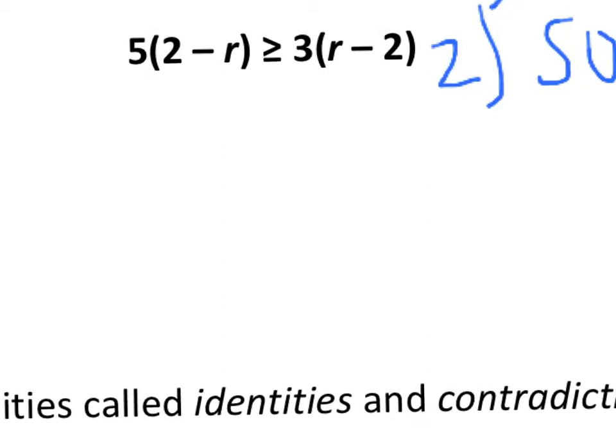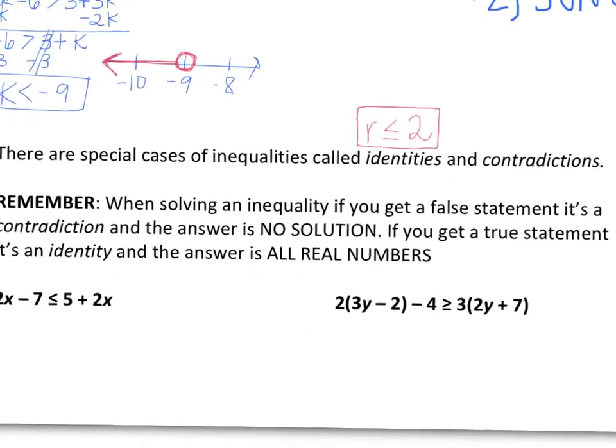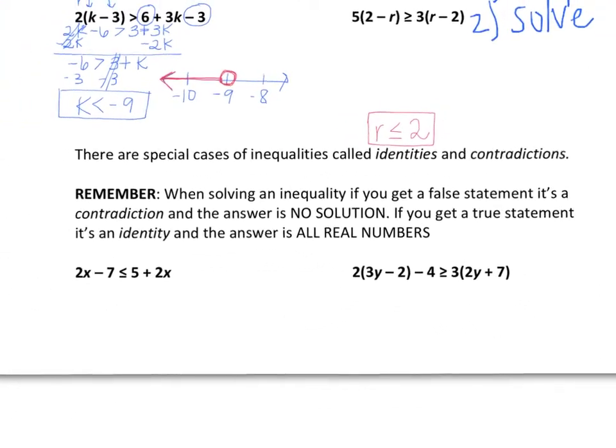Negative 16 divided by negative 8 is 8. No, 2. All right, so it looks like everybody got the correct answer. The correct answer to this question is what? r is less than or equal to 2. Very good. All right, let's look at the last part of the notes.